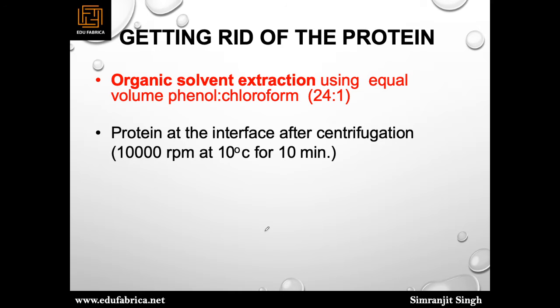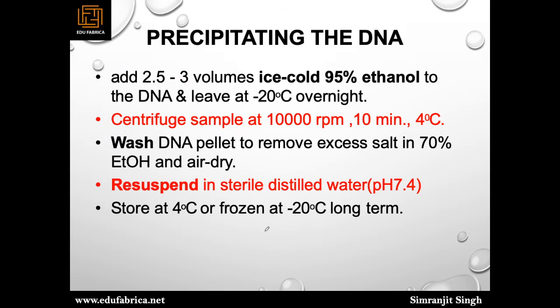Then to remove the protein properly, you make an organic solvent solution of phenol and chloroform in the ratio of 24:1. After centrifugation at 10,000 RPM at 10 degrees Celsius for 10 minutes, you will see a layer of protein at the interface. You can separate it out then. Then you precipitate the DNA with ice cold 95% ethanol and leave it at -20 degrees Celsius overnight. Then you centrifuge the sample, and you will see the pellet as DNA. You put it into 70% ethanol, then air dry. Then you resuspend in sterile distilled water and store at 4 degrees Celsius, or at -20 degrees Celsius long term.